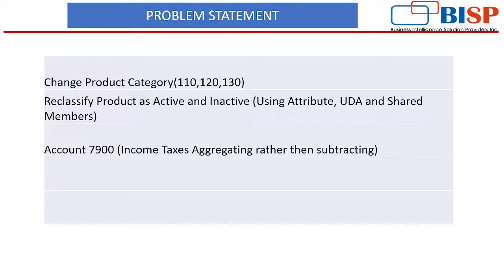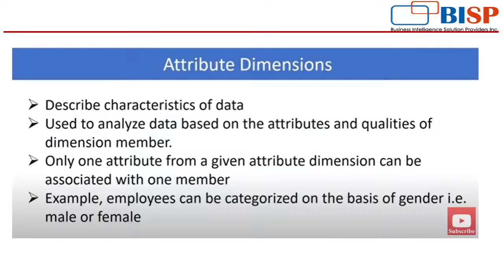Okay, we have sorted the first ticket. Second is that we have to reclassify product as active and inactive using attributes, UDA, and shared members. Now, what are attribute dimensions?